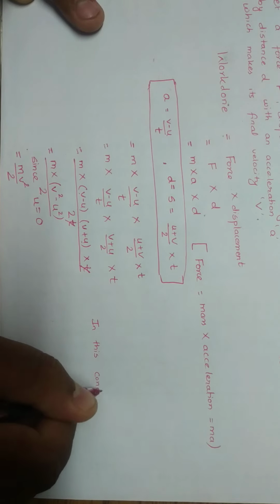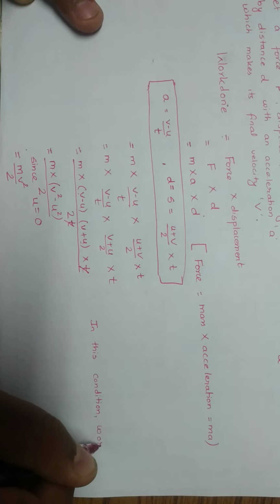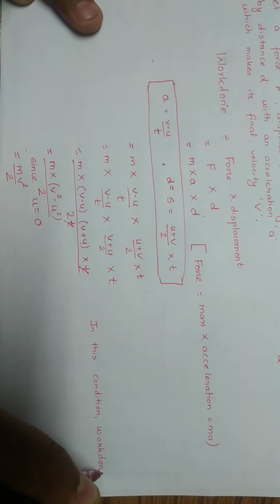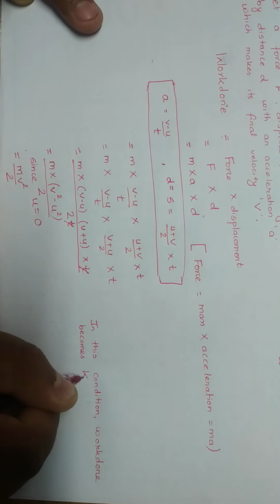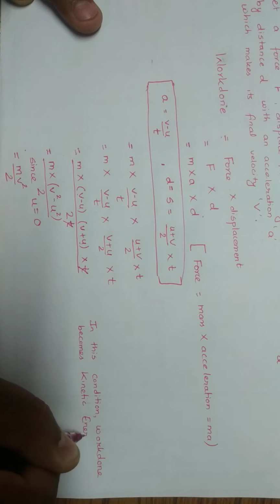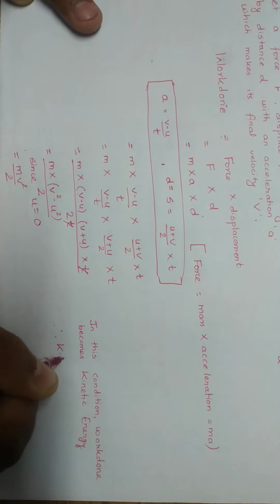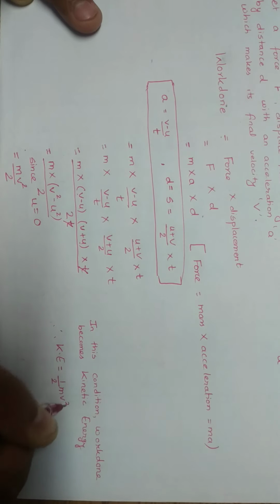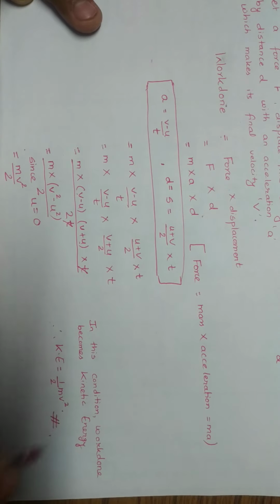In this condition, work done becomes kinetic energy. Therefore, KE is equal to 1 by 2 mv square. This proves our theorem. Thank you, everyone.